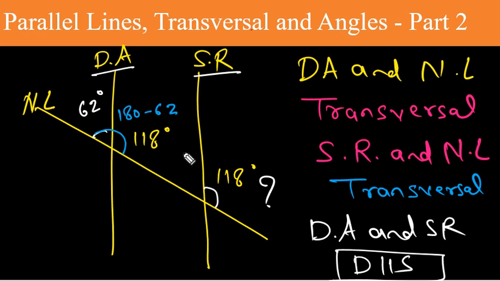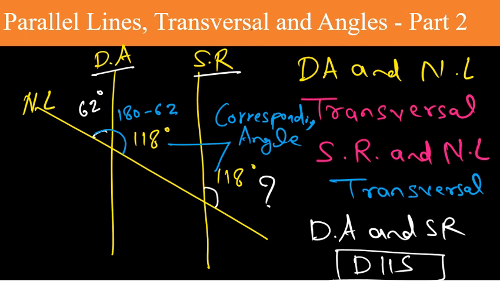What is the relationship between these two? This is called a corresponding angle. One inside, one outside. Remember? Now there is another way we can try. We can use vertical angles and we can also do that. Okay? Let's try another problem.